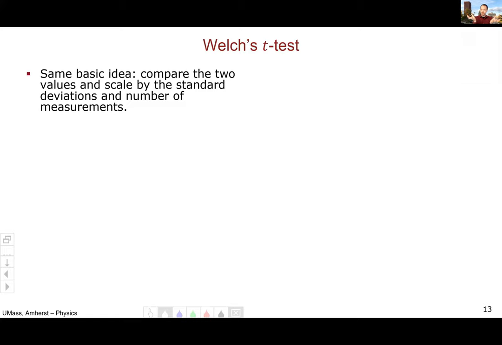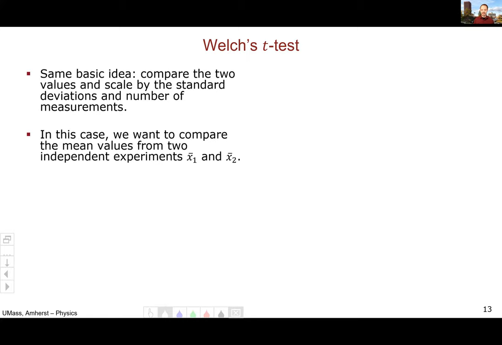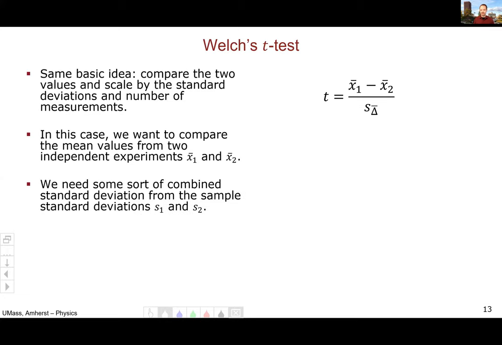So now you've got two different experiments, each with an average value, each with a standard deviation, and each with a number of measurements. And we want to compare these two means and scale it by the standard deviations and the number of measurements. So in this case, we want to compare these two mean values from these two independent experiments, which I'm going to unimaginatively call X bar 1 and X bar 2. And we need some sort of combined standard deviation that combines the sample standard deviations of these two experiments, S1 and S2. Now, this combined standard deviation is called S delta bar. It's kind of a goofy name, but I don't make up the names. That's what it's called. And it's calculated like this.